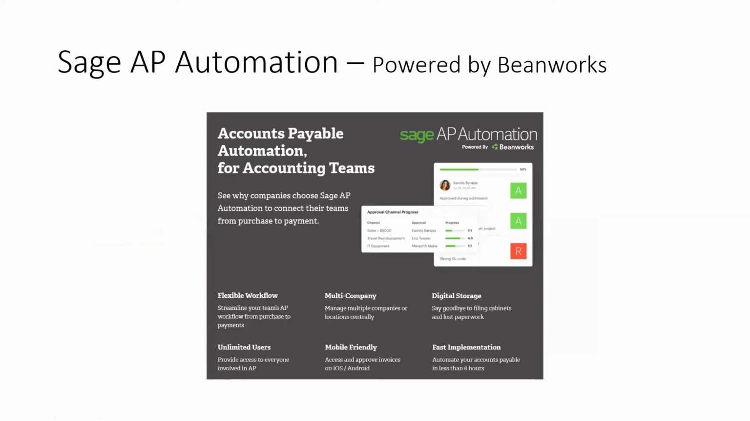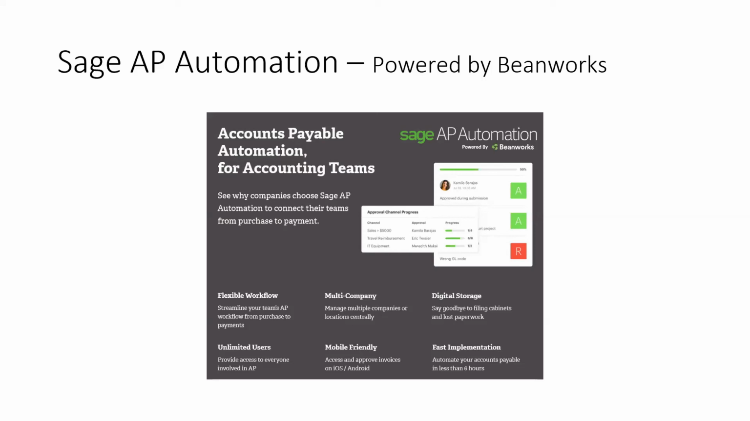Will do. This next feature is Sage AP Automation, which is powered by Beanworks. And Jody, if you don't mind, I'm going to let you touch base just a little bit about some of the features and functionality of this product, because we've had quite a bit of interest, and especially now that folks are working remotely, this may be something that would be very beneficial to several of the folks.